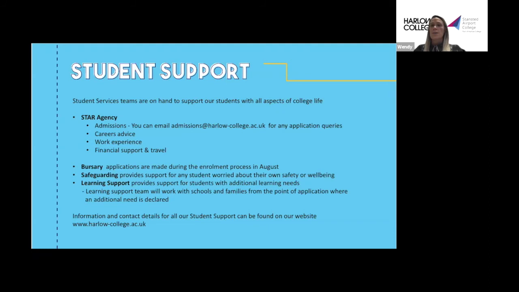Our safeguarding team provides support for any students that are worried about their own safety and well-being. And we have a fantastic learning support team that provides support for students with additional learning needs, ensuring that they're able to be successful on their chosen programme. Next slide, please.